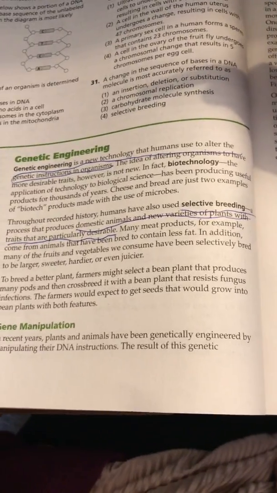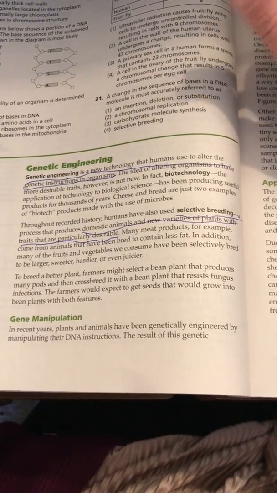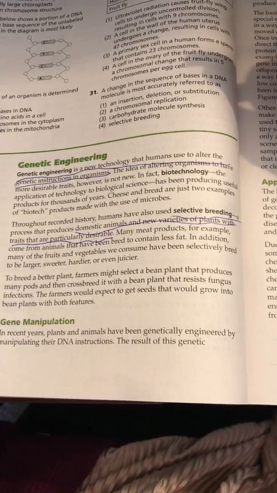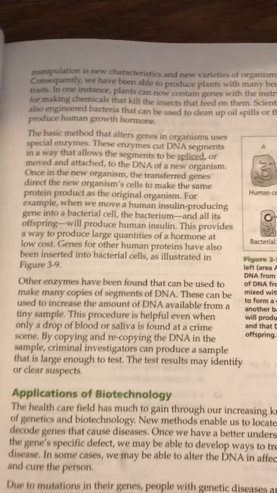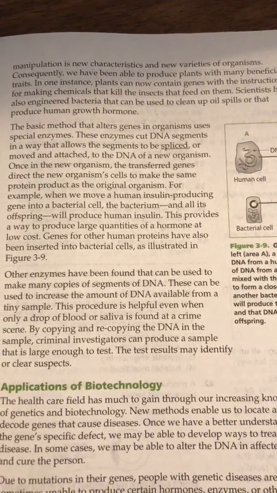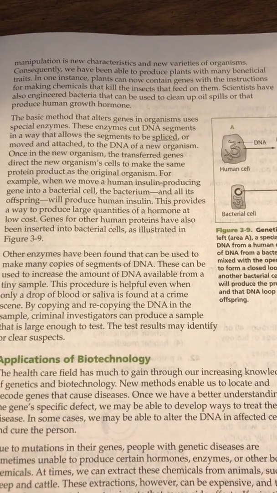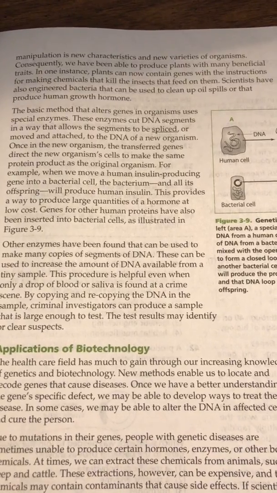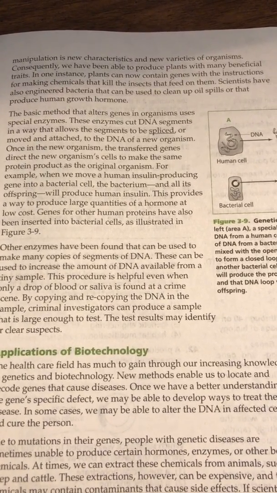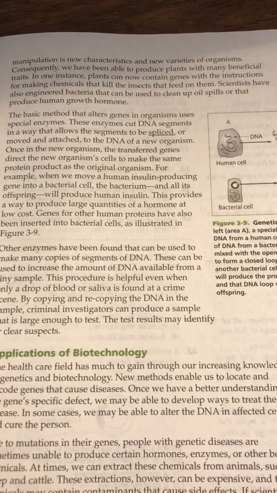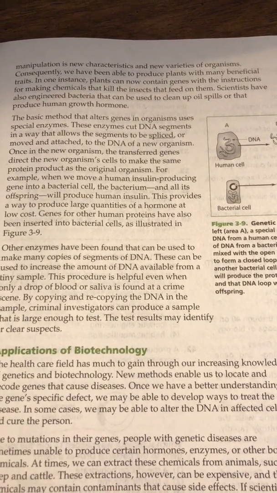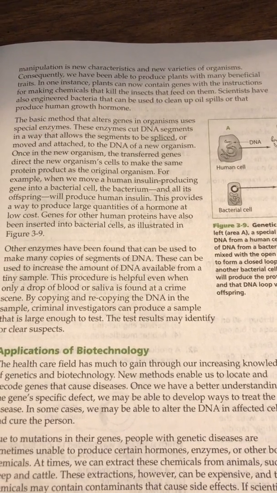Gene manipulation. In recent years, plants and animals have been genetically engineered by manipulating their DNA instructions. The result of this genetic manipulation is new characteristics and new varieties of organisms. Consequently, we have been able to produce plants with many beneficial traits. In one instance, plants can now contain genes with instructions for making chemicals that kill the insects that feed on them. Scientists have also engineered bacteria that can be used to clean up oil spills or that produce human growth hormone.